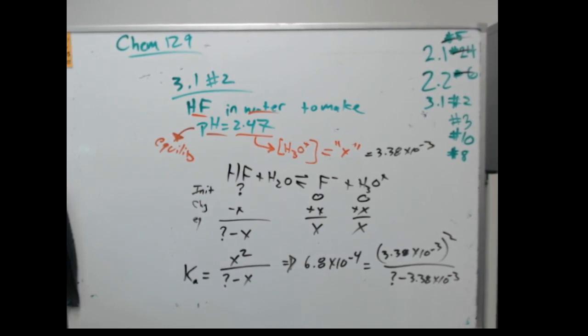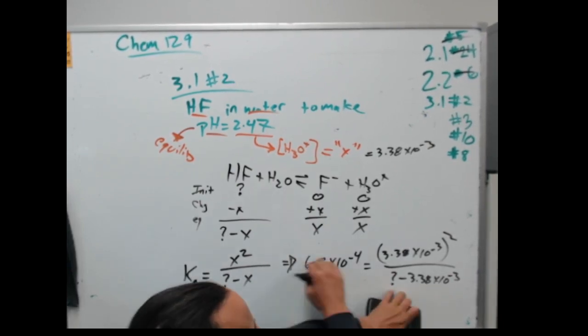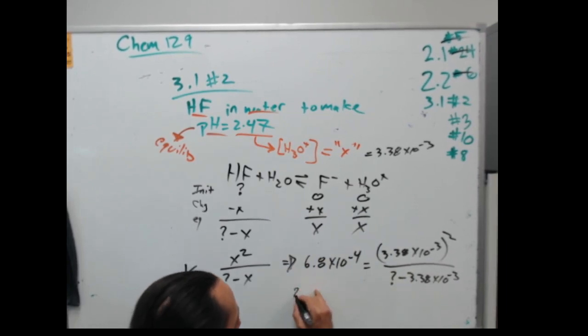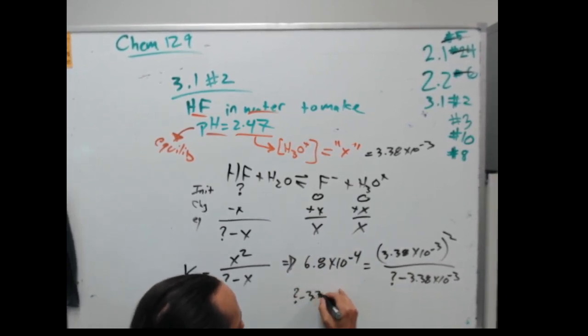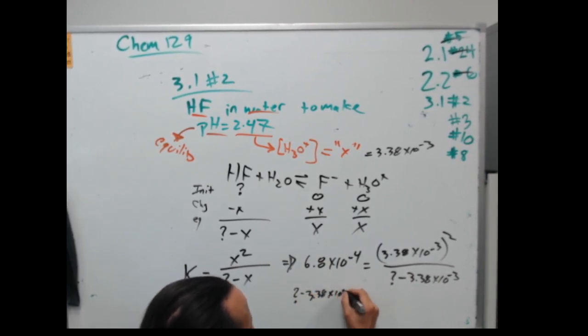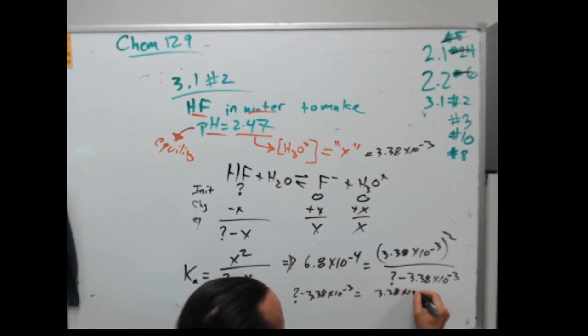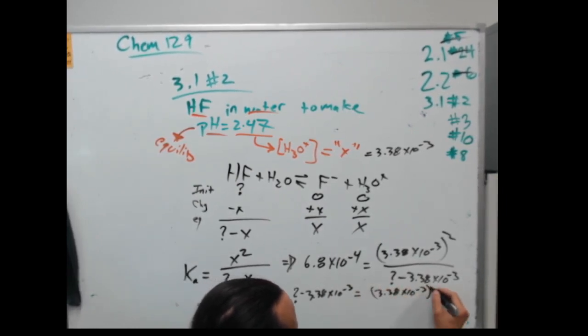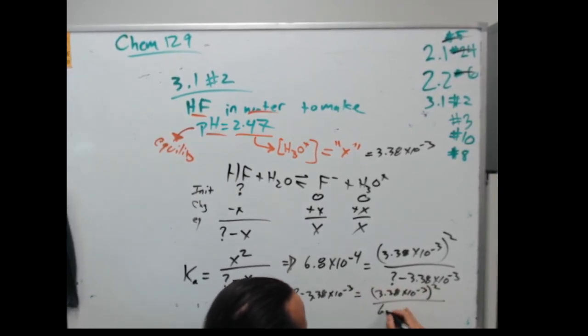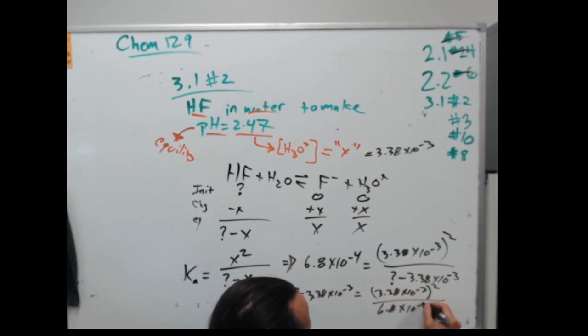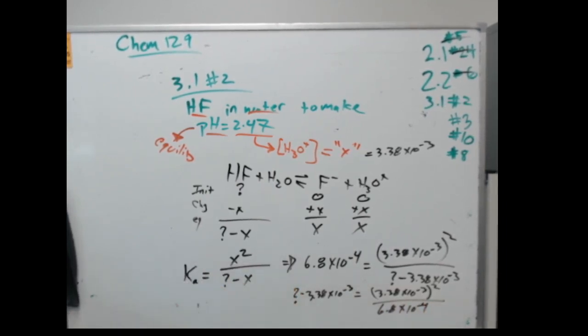So the first thing I do is I just switch the tops and the bottom, so I end up with question mark minus 3.38 times 10 to the minus 3 is equal to 3.38 times 10 to the minus 3 squared divided by 6.8 times 10 to the minus 4. Right? So that right-hand side is just going to give me a number, and then I add 3.38 times 10 to the minus 3 to it.